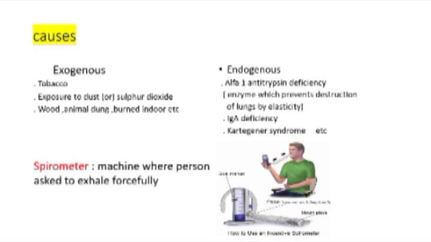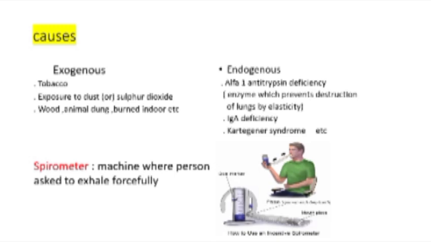As we come to causes, we can see exogenous type of cause and endogenous type of cause. In exogenous type of cause, first of all we will see tobacco. More than 80% of patients will suffer with this COPD because of tobacco smoking. Next one is exposure to dust or sulfur dioxide, wood, animal dung, burnt indoor, etc.